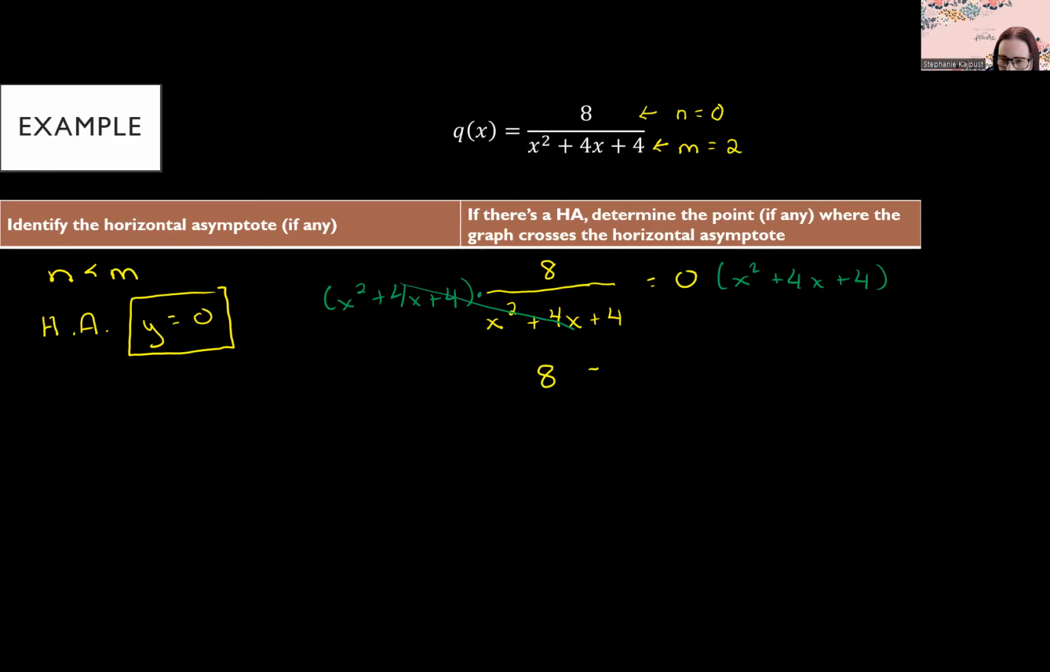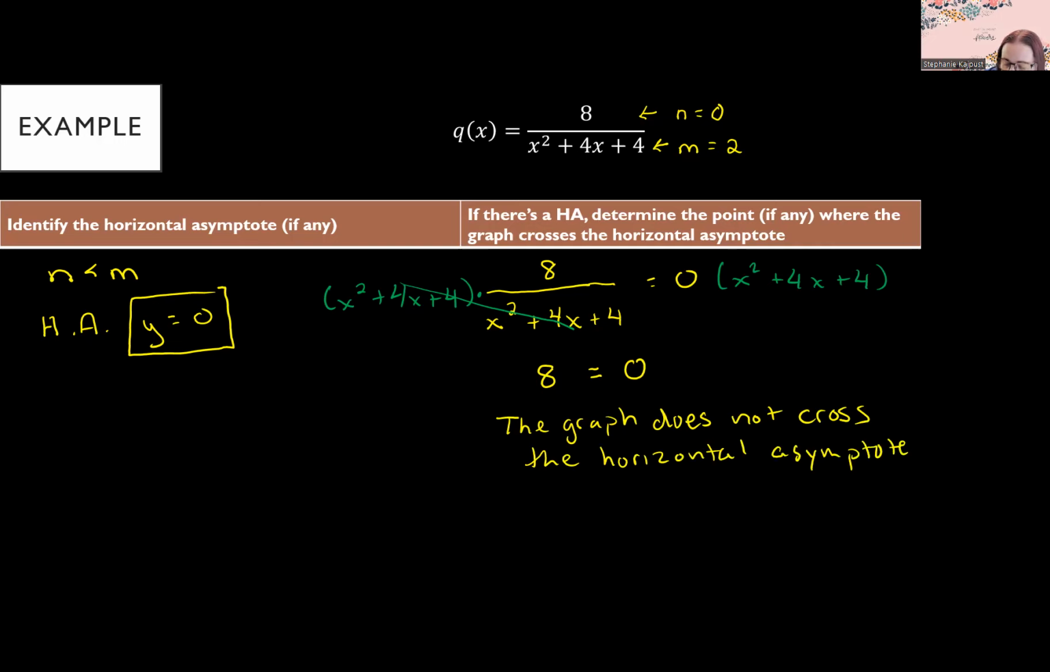So you get 8 on the left. And then on the right side, 0 times anything is 0. So we get 8 equals 0, which is false. So that tells us that the graph does not cross the horizontal asymptote, because we get something that's false. So that's why it says if any, because sometimes it doesn't cross that point. So when you get a smaller number on top without an x or anything, the value for the degree is always going to be 0. Okay.